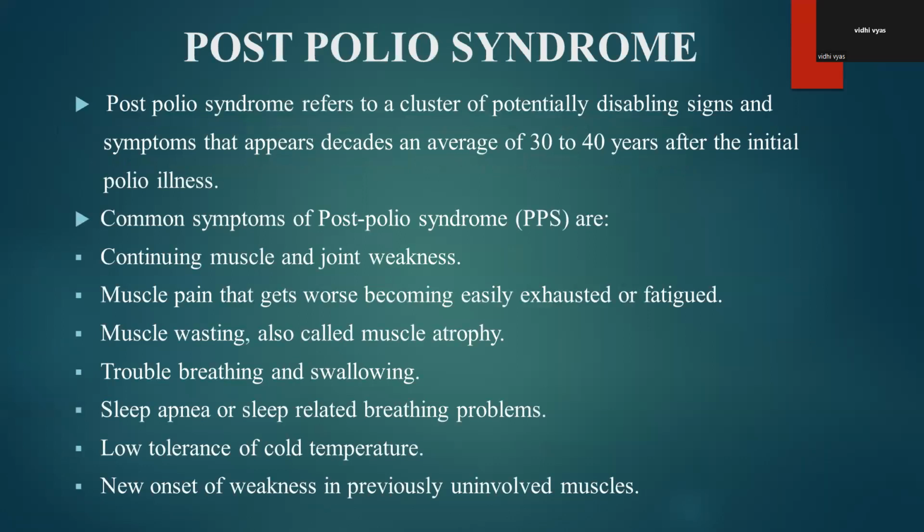Post-polio syndrome. Post-polio syndrome refers to a cluster of potentially disabling signs and symptoms that appear decades, an average of 30 to 40 years, after the initial polio illness. Common symptoms of post-polio syndrome are continuing muscle and joint weakness, muscle pain that gets worse, becoming easily exhausted or fatigued, muscle wasting, also called muscle atrophy, trouble breathing and swallowing, sleep apnea or sleep-related breathing problems, low tolerance of cold temperature, new onset of weakness in previously uninvolved muscle.